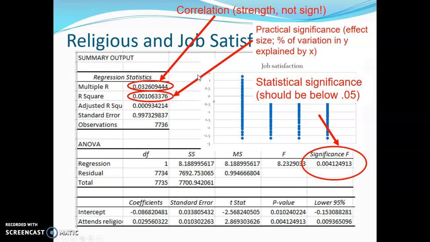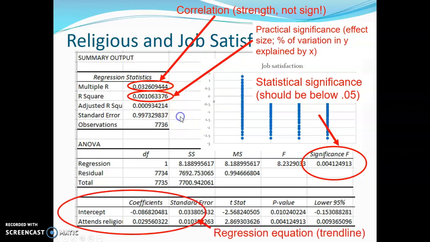In terms of practical significance, our R squared value, if we roll that over, is 0.1%. 0.1% of the variation in job satisfaction is somehow connected to how frequently the child attended religious services earlier in life with their parents. So very, very weak. It is positive, so it is true that the more they attended religious services with their parent, the higher their job satisfaction tended to be, but that's a pretty weak relationship here according to this data.